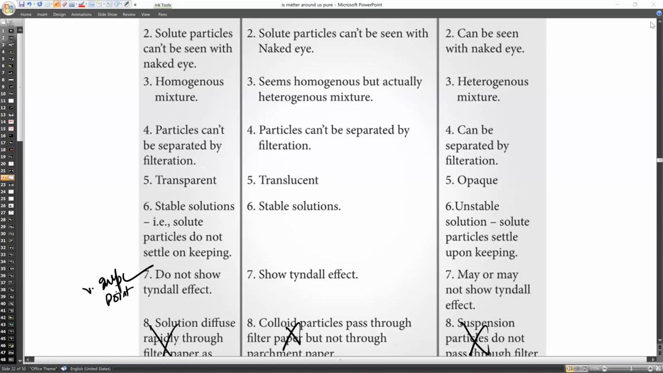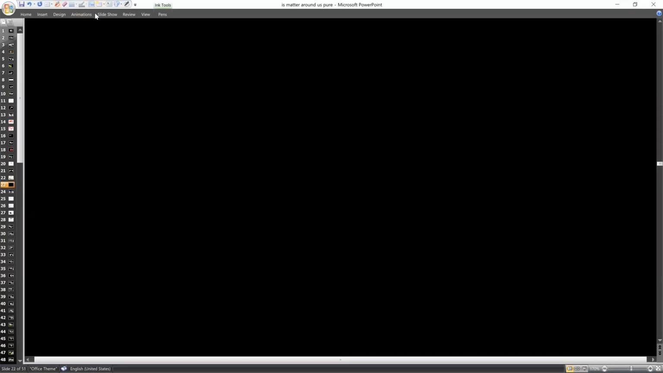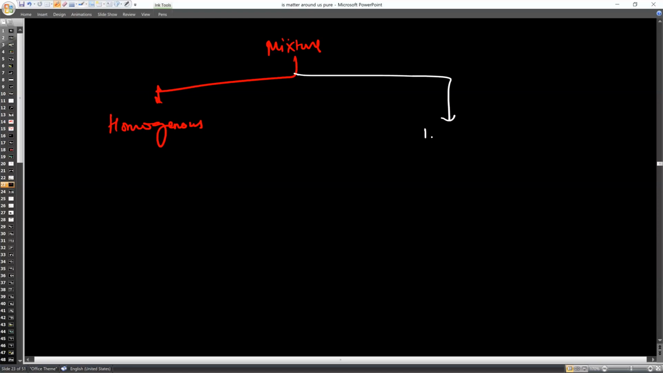Mainly we have two types of solution. Just ध्यान समझना बेटा, बहुत important है. देखो, mixtures are of two types. I have told you: homogeneous mixtures and heterogeneous mixtures.